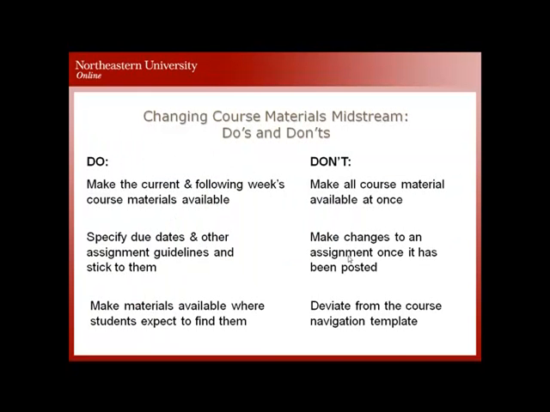Northeastern University Online requires that you post course materials for the current week and the week immediately following. Once these materials are visible to students, no further changes should be made to them. Even if you have material ready for future weeks, you should date restrict it so that students cannot access it until 1 week before it is assigned.